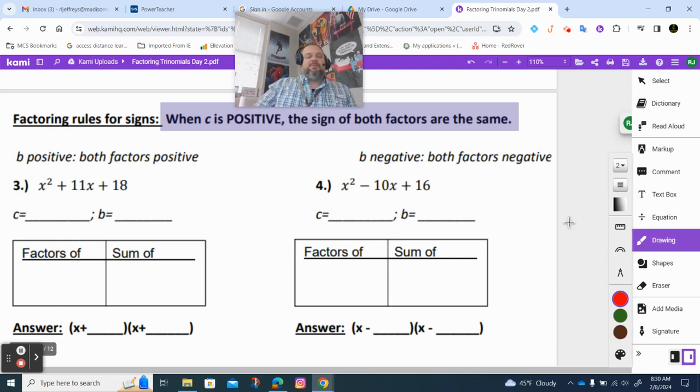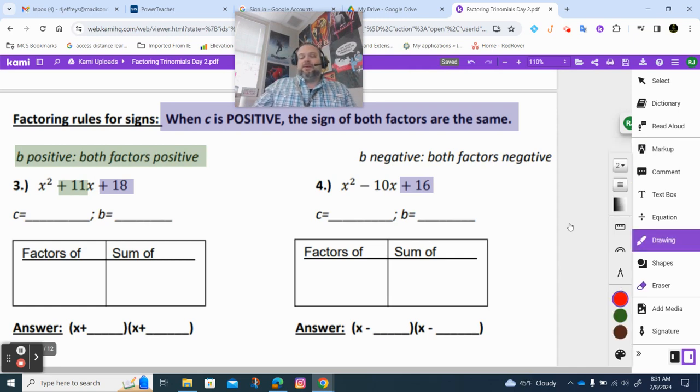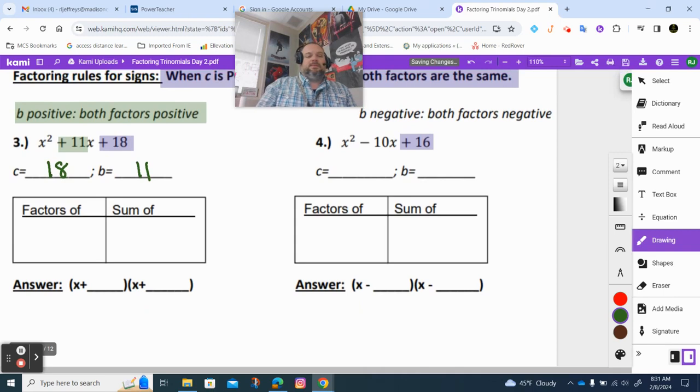So in these two problems, both of our values are going to be positive. This one right here is like we did yesterday. When the B is positive, both factors are positive. So, our B is positive, so we need to put the factors of 18 that combine to give us a sum of 11.